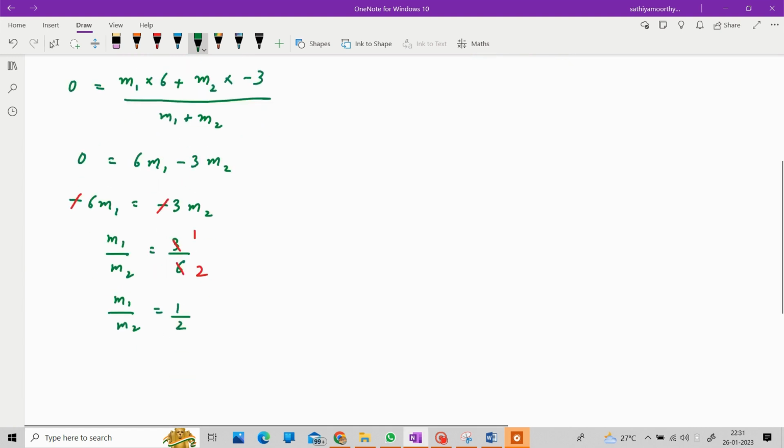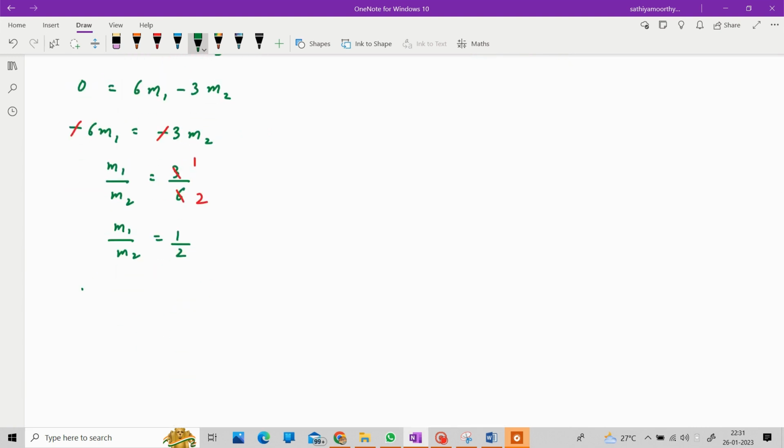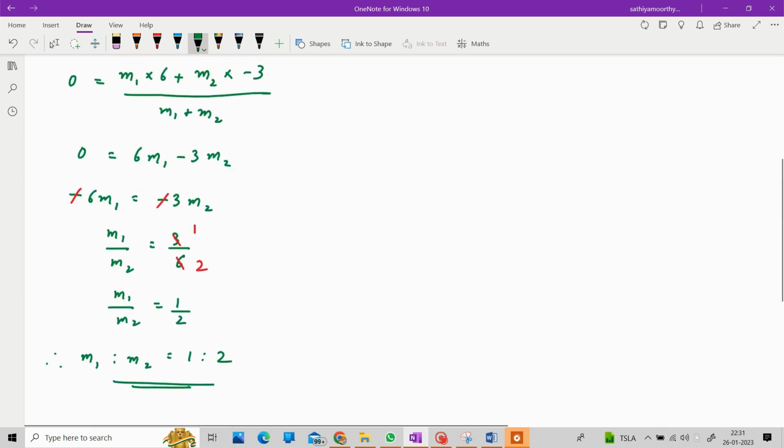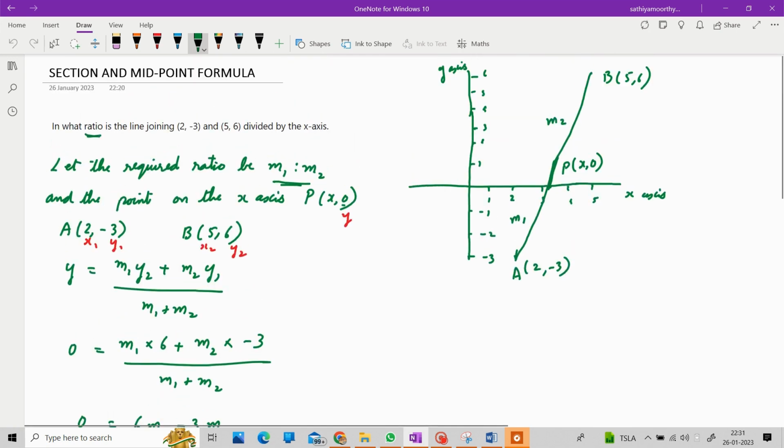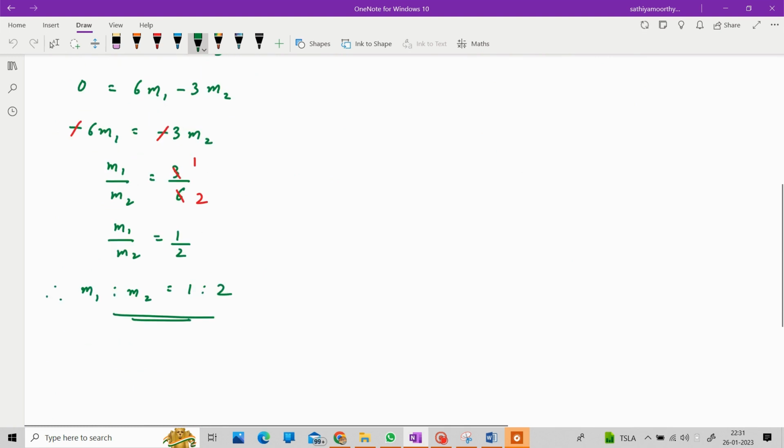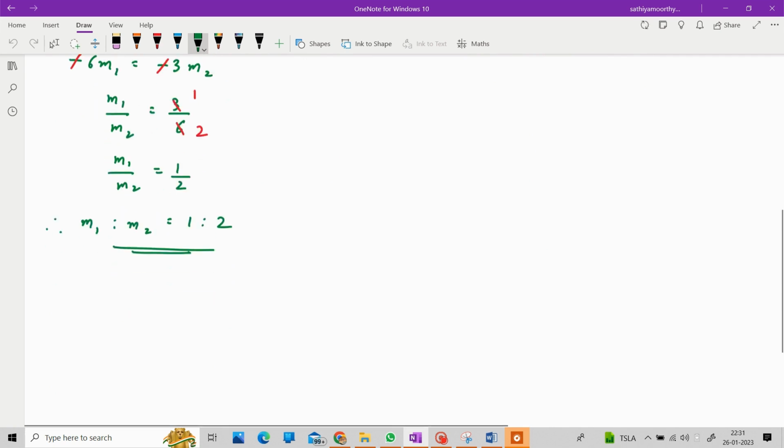So we have found out the ratio. Therefore, m1 is to m2 is equal to 1 is to 2. So in this ratio, the line is divided by the x-axis, that is x comma 0. The point x comma 0 divides the line segment in the ratio 1 is to 2. So let me do one more problem of the same type.